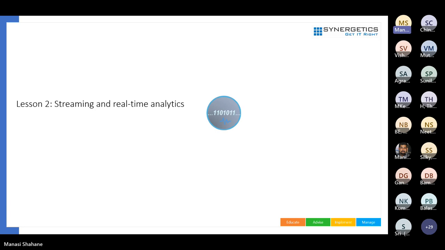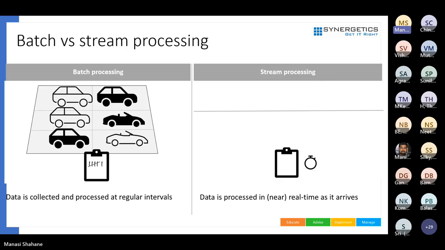Okay, so what we saw right now was some analytical tools. But we also have a feature of processing data in real time. Whatever we saw right now was nothing but batch processing. So what is batch processing? It's where you collect the data and then once you have some amount, you process that data, right? So at regular intervals, like after an hour, or after 2 hours, or after 1 day, you will process the data, right?